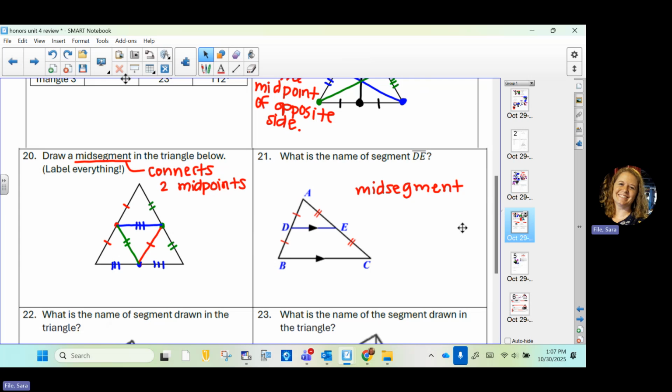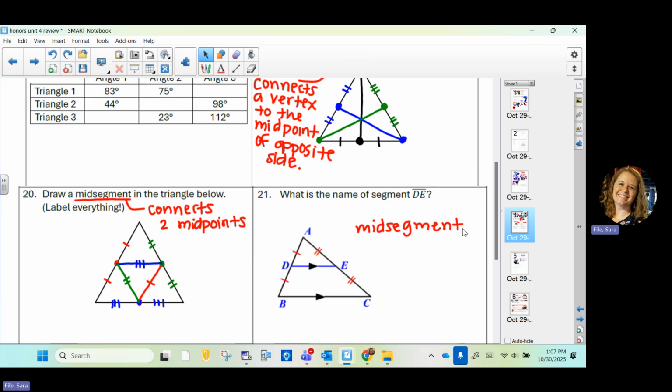All right, Cadence, what was your question? Say that again. A median does not always make a right angle. It can make a right angle, but it's not like a guarantee.